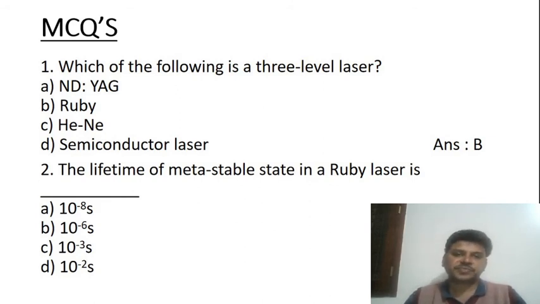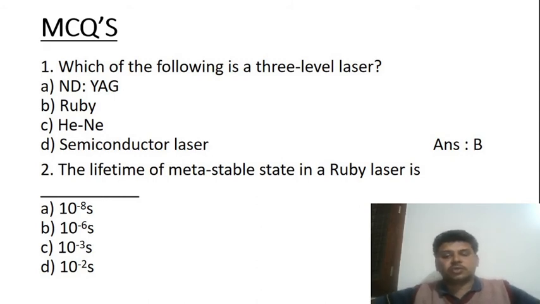Dear students, having learned about the production of laser light, we can discuss some multiple choice questions. First one: which of the following is the 3-level laser? That is the ruby laser. The 3 levels mean the ground state, excitation state and metastable state. These are the 3 energy levels.